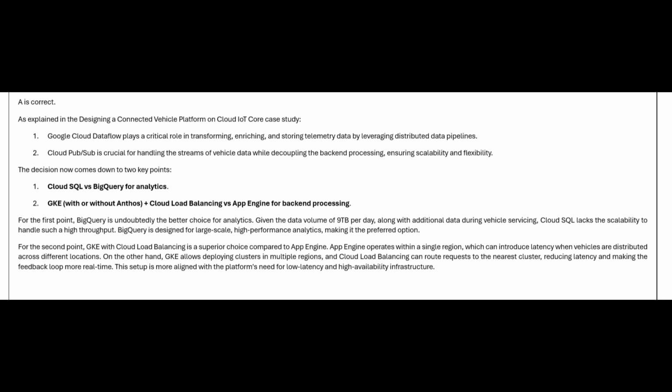For the second point, GKE with cloud load balancing is a superior choice compared to App Engine. App Engine operates within a single region, which can introduce latency when vehicles are distributed across different locations. On the other hand, GKE allows deploying clusters in multiple regions, and cloud load balancing can route requests to the nearest cluster, reducing latency and making the feedback loop more real-time. This setup is more aligned with the platform's need for low latency and high availability infrastructure.